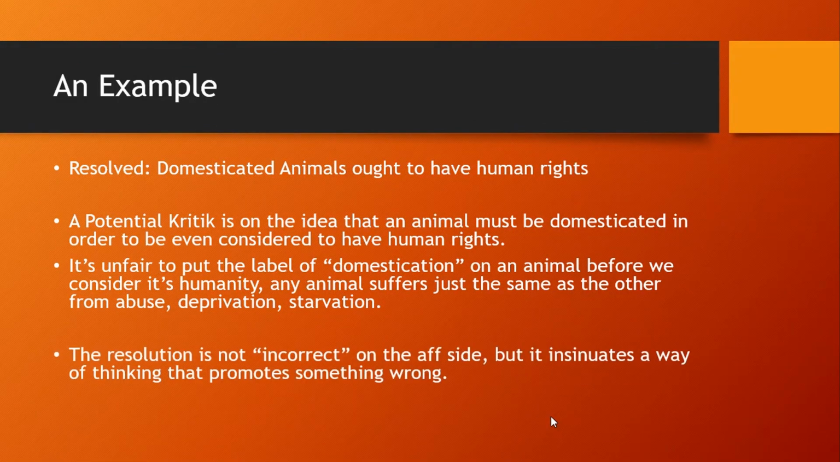See how it doesn't say the resolution is incorrect? On the AF side, they're not saying domesticated animals should not have human rights. They're saying they should. However, they're saying that even putting domesticated animals in the resolution itself is wrong. The resolution should just be animals ought to have human rights, if we're going to be talking about it this way. Why are we limiting it to domesticated animals? Are domesticated animals considered not animals? Are domesticated animals considered superior to animals? Is that what the resolution is trying to say?